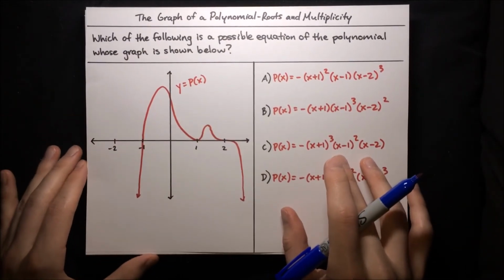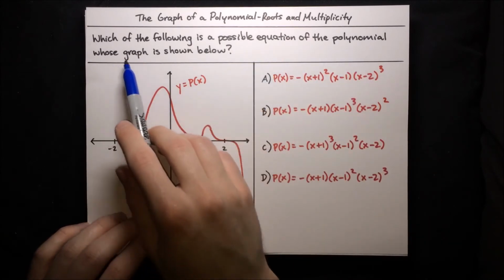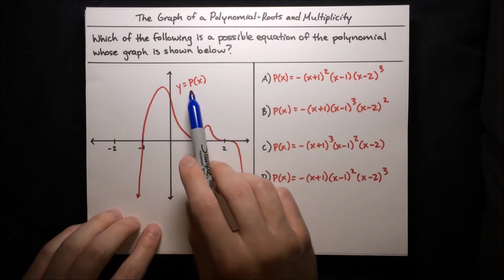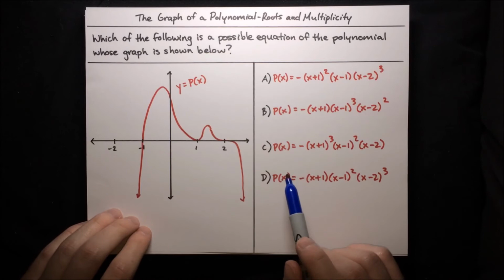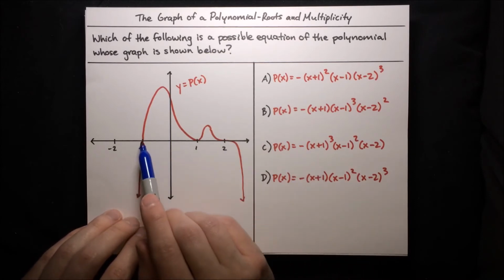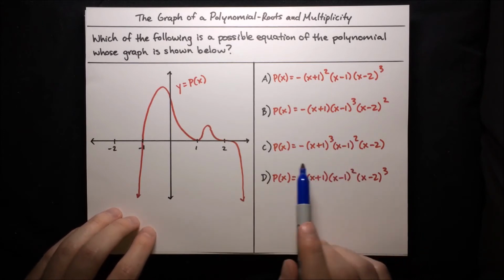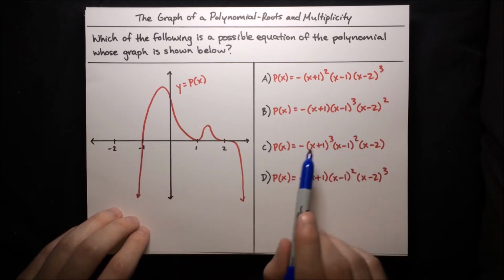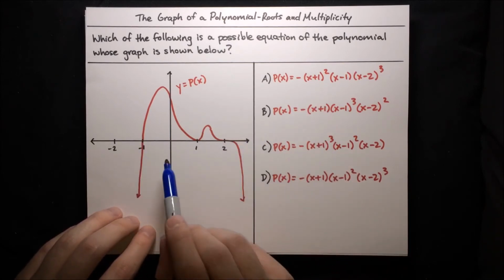Here's an example. Which of the following is a possible equation of the polynomial whose graph is shown below? So we've got a graph of y equals p of x, and p of x is one of these polynomials here. But which one is it? Well, why don't we take a look at the graph and use the behavior around the roots of the graph to figure out which one it is. First of all, let's make sure that each root here is included in the polynomial. If there are any roots here which aren't included in these polynomials, then we can eliminate it.